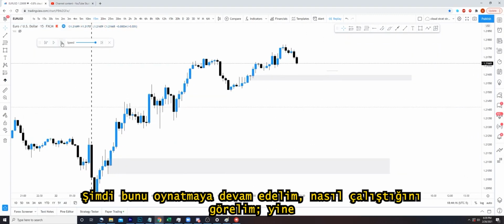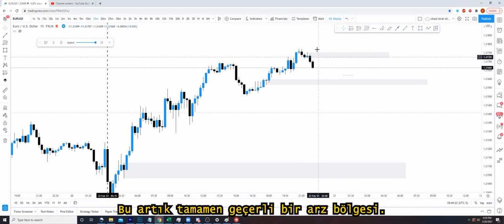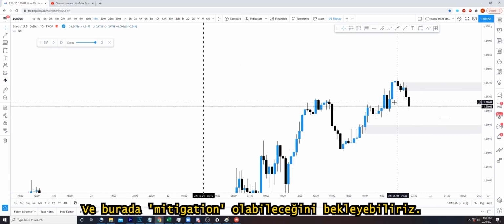Now, let's keep playing this out, seeing how this works. Again, as it breaks down, we leave behind this last up candle before the down move. This is a perfectly valid supply zone now, and we can expect that there could be mitigation here again.